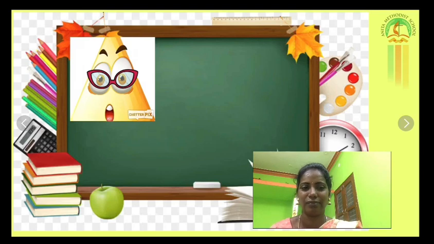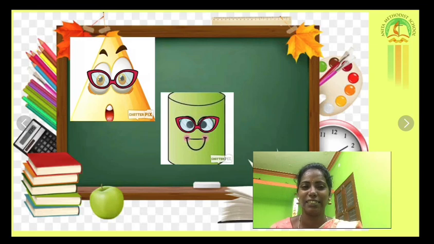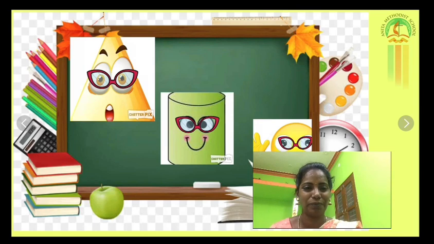Hi, I am a cone. I have 2 faces, 1 edge, 1 vertex. I am a cone. Fourthly, we are going to see the cylinder. Hi, I am a cylinder. I have 3 faces, 2 edges, 0 vertices. Fifthly, we are going to see the sphere. Hi, I am a sphere. I have 1 face, 1 edge, 0 vertices.